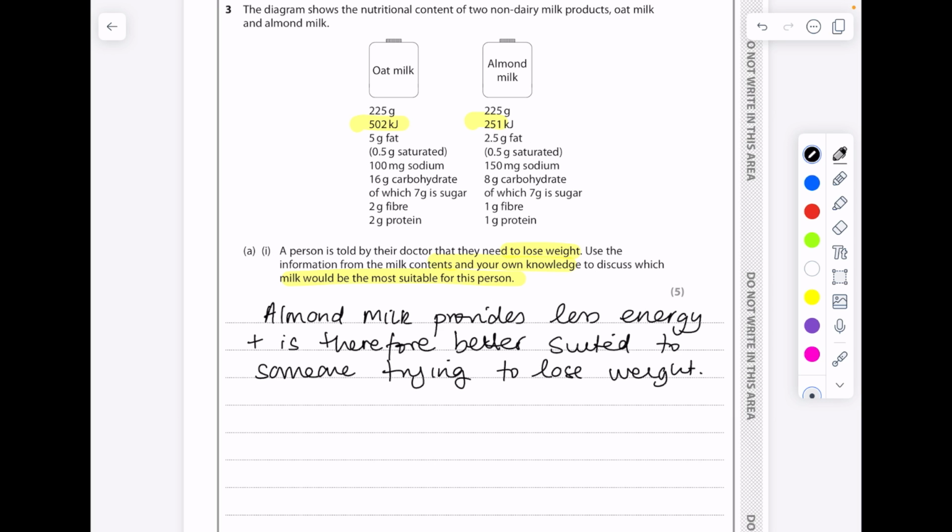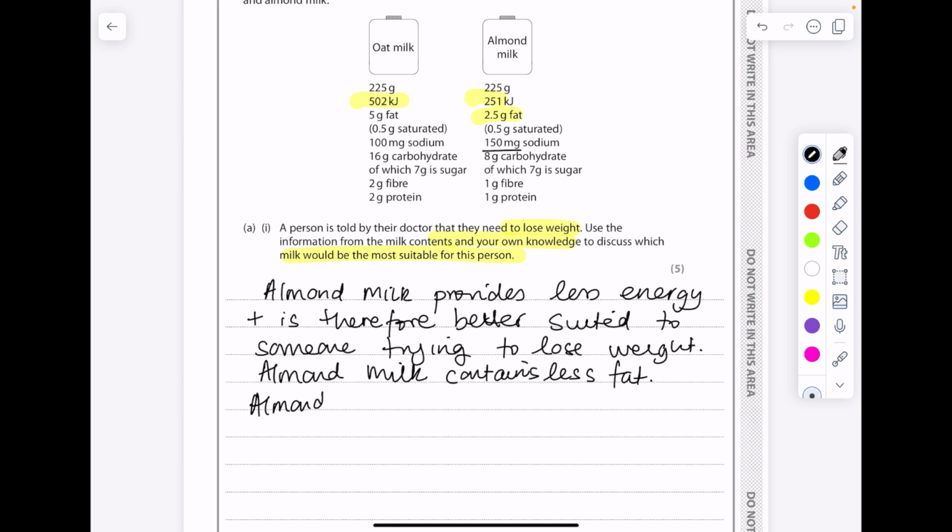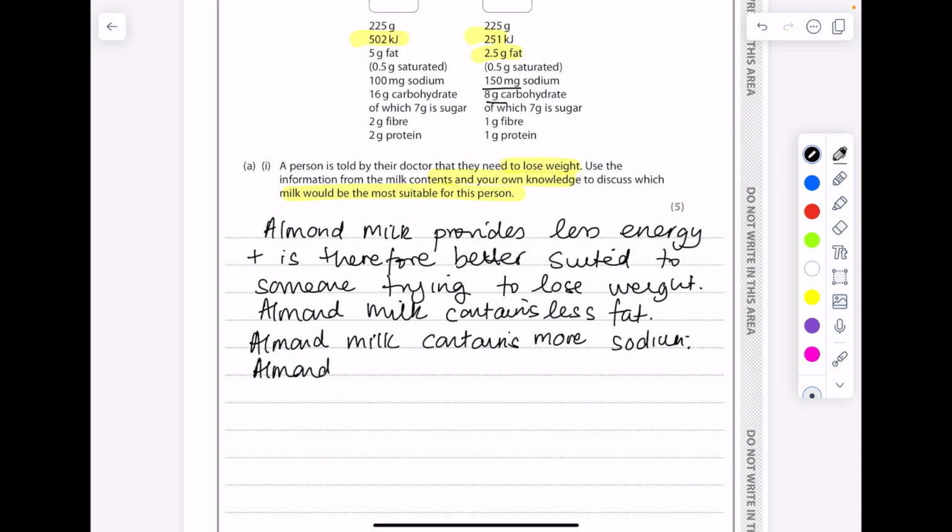Now we'll just go through the other nutritional points. So almond milk contains less fat. Almond milk contains more sodium. Almond milk contains less carbohydrate. Just really writing out what this data is telling us.